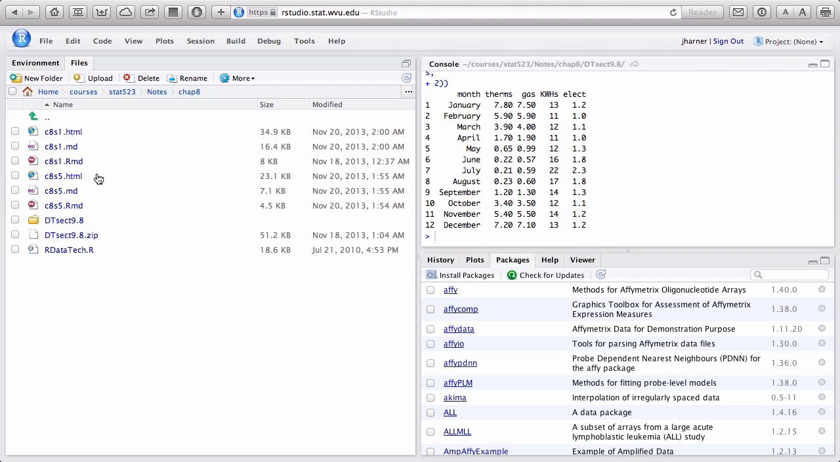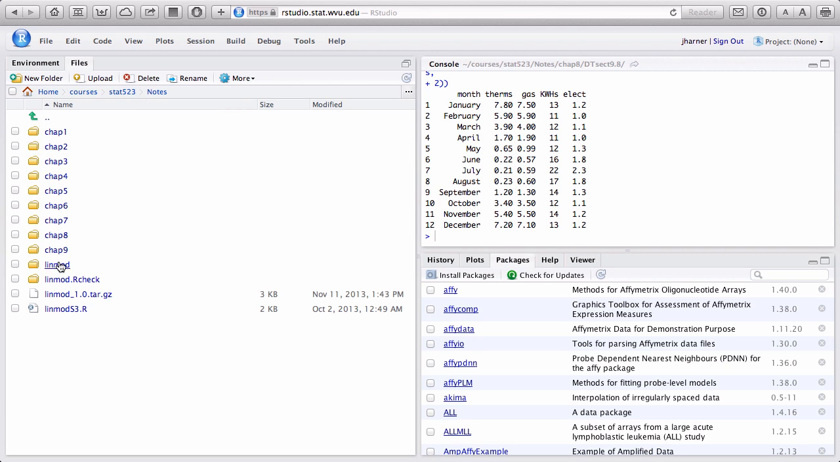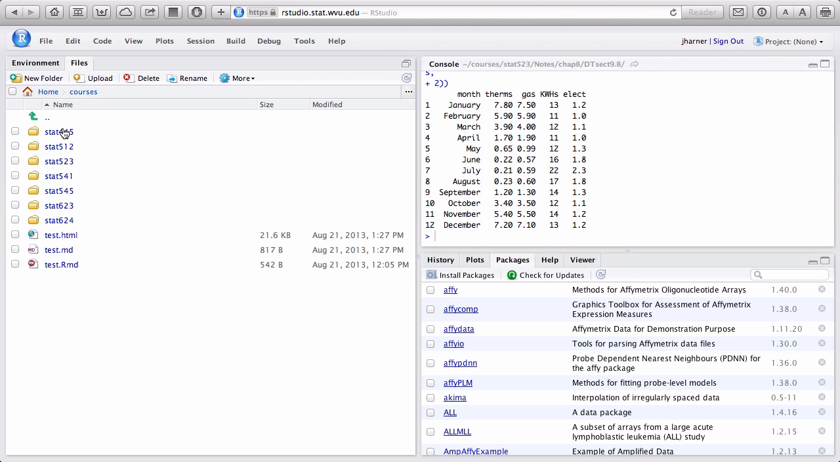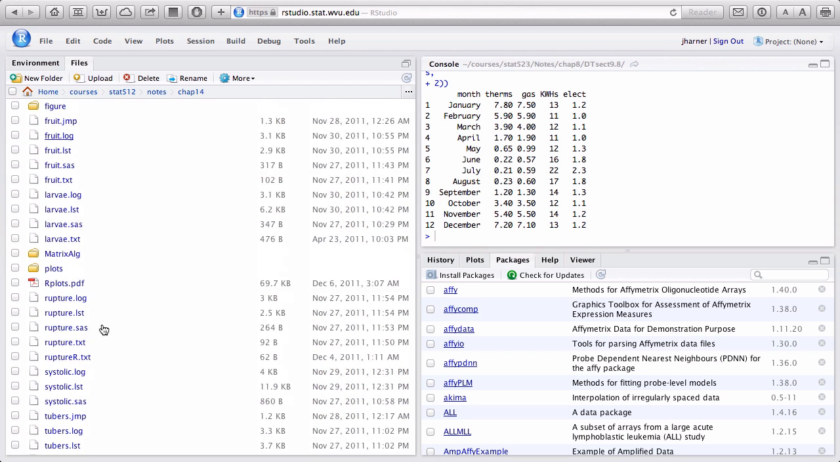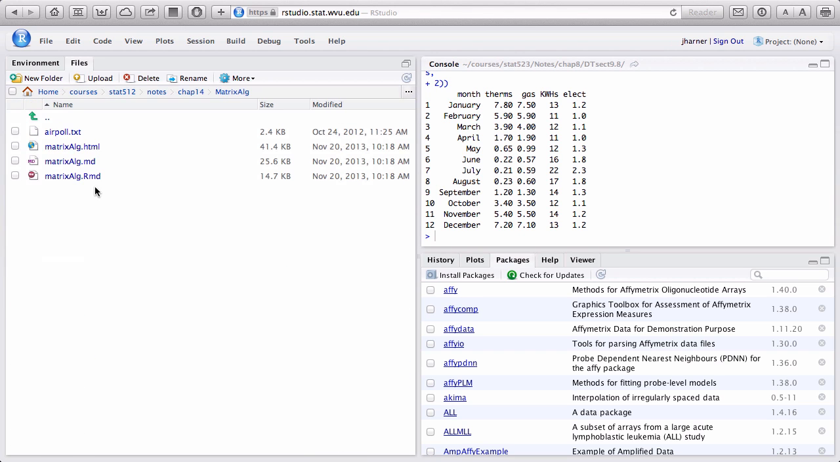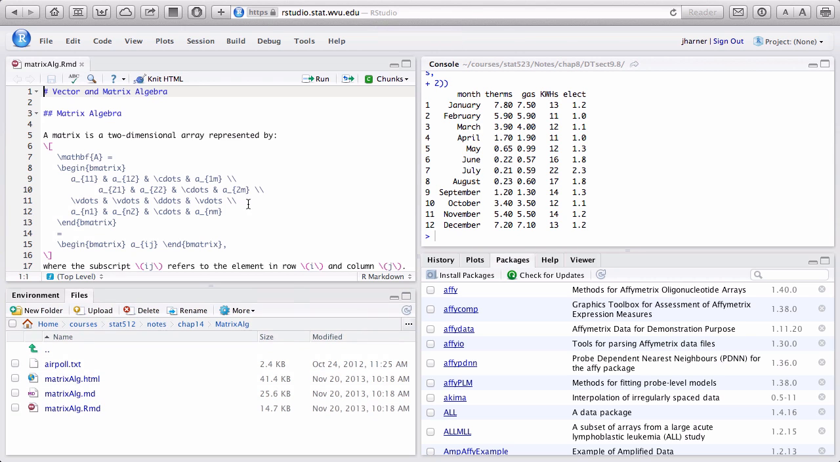Where did I put it? I didn't put it in this chapter. I'm not sure where I put it. I probably should just put it out here, but I do have it in the other course that I'm teaching. So if I look at 512, I'll put it over in your notes. You can download it. It's there. Oh, I think it's here. It's called Matrix Algebra. And here's the file. And let me reset the directory now.